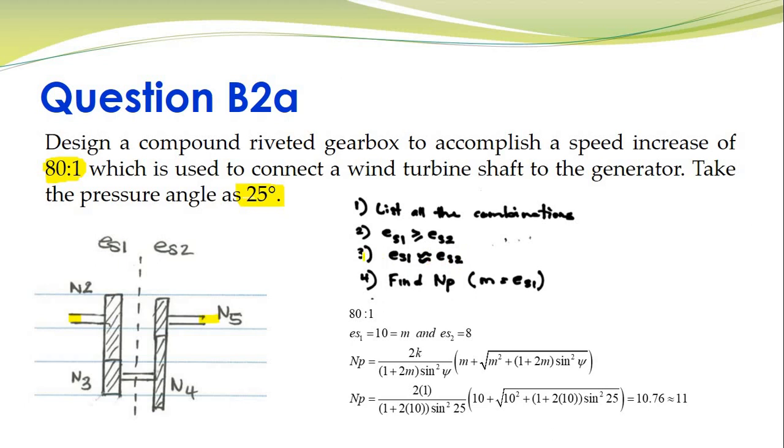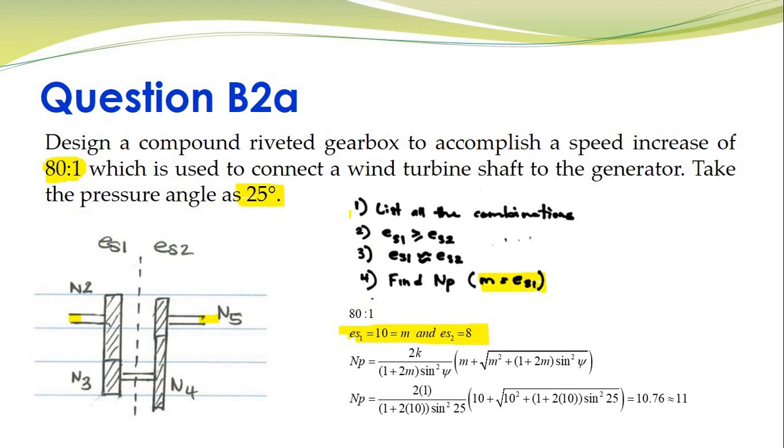After doing the first 3 steps, I was able to determine that my ES1 is going to be 10 and my ES2 is going to be 8. Then you have to find your NP, which is the minimum number of teeth on the pinion to avoid interference. The formula for this requires that we know our M, and M is nothing but your first stage strain value. So here this is what I have.